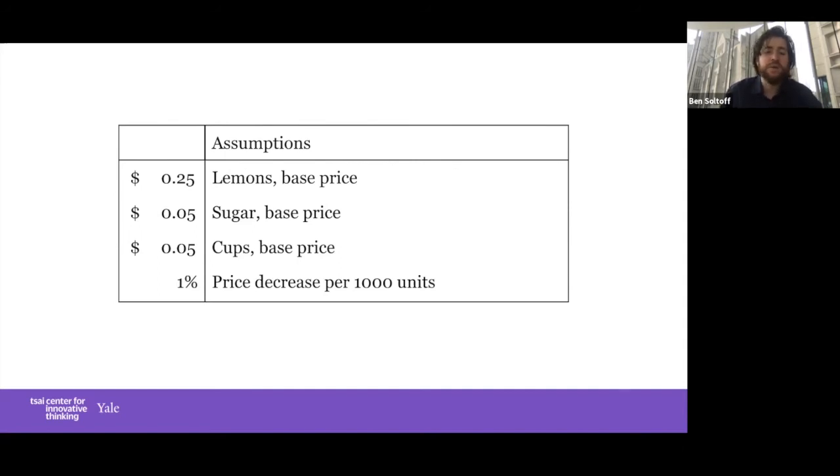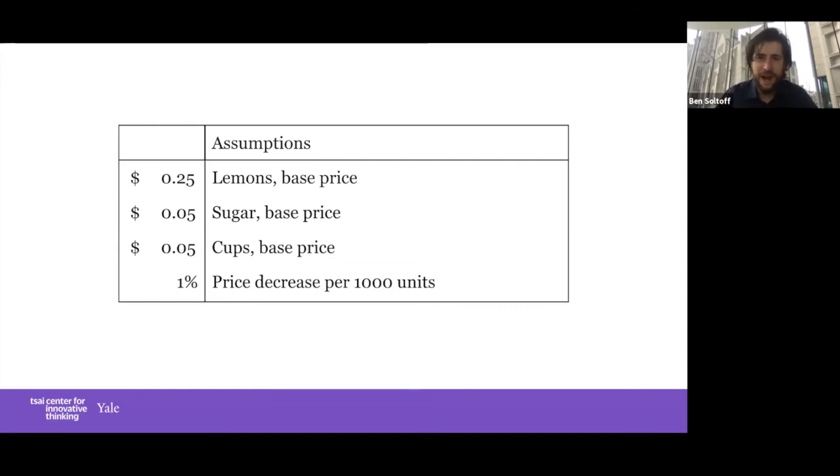So we've got 25 cents per lemon, and that's per cup of lemonade. Same with the sugar, it's 5 cents, and that's per cup of lemonade. And the cups are also 5 cents per cup of lemonade. And then the one other thing I put in here is a price decrease per 1,000 units. This is called economies of scale. As you sell more of something, sometimes it gets cheaper to buy that thing because you can buy it in bulk. You know, I go from buying it at the Elm City market where each unit's expensive to buying it at the Costco because I can buy a whole lot for a lower price. Again, these are all assumptions that would be based on research and that could change.